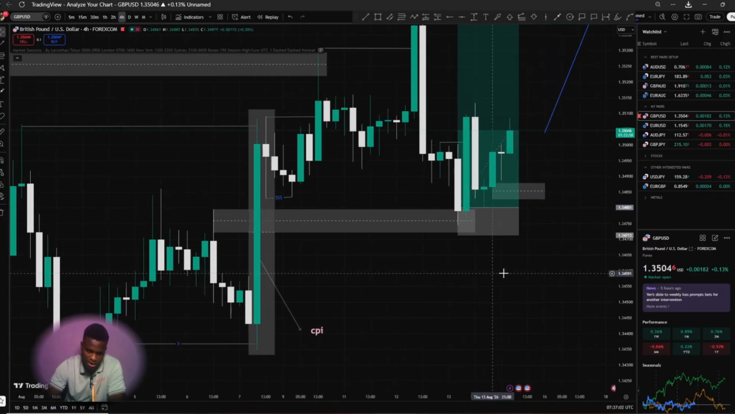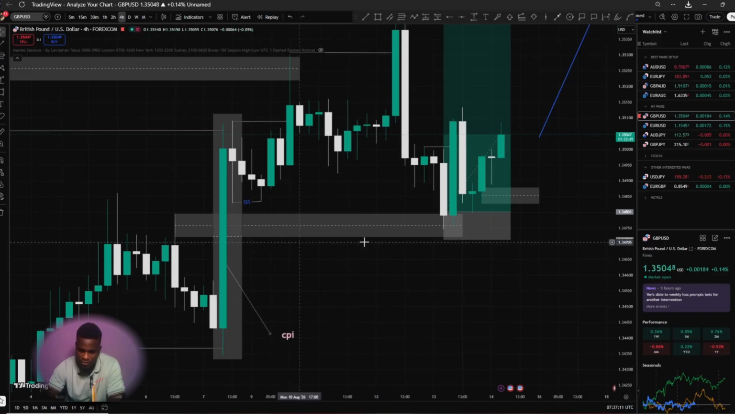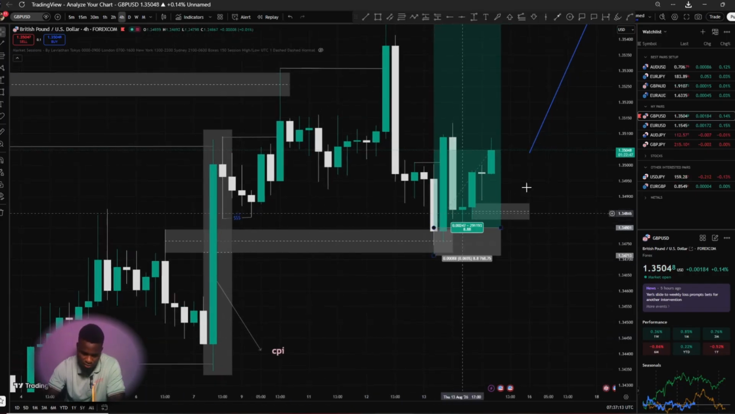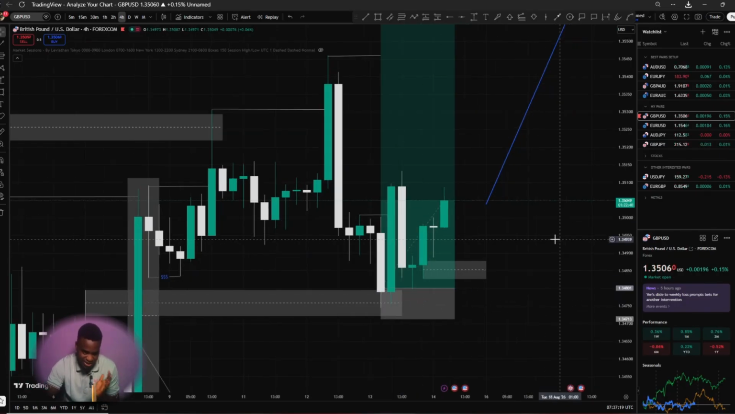So that gives me a hint. And now we have a breaker block right here. Good point to actually execute. So now I mark out my breaker block and I waited for the market to come down here. Now, the market has come down right at this point.